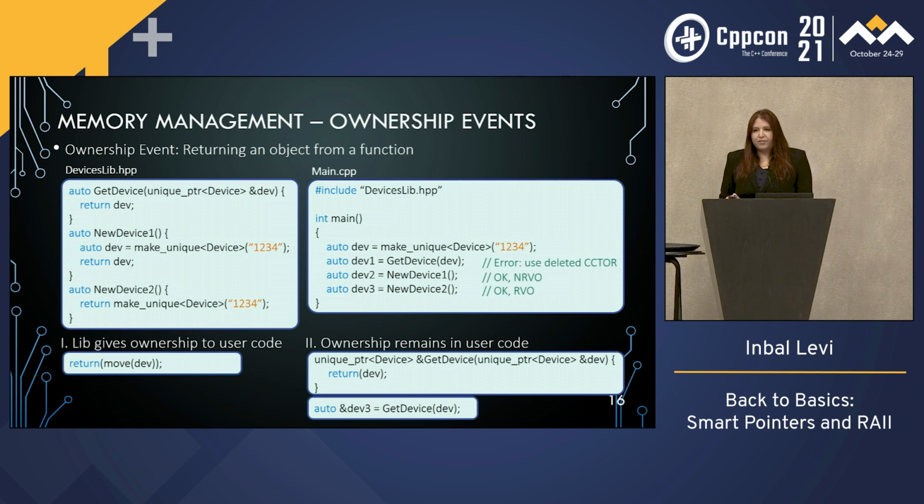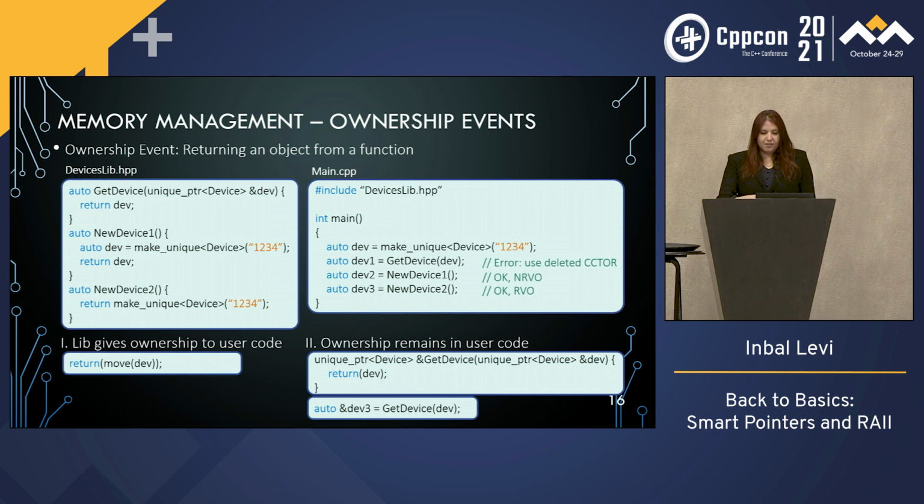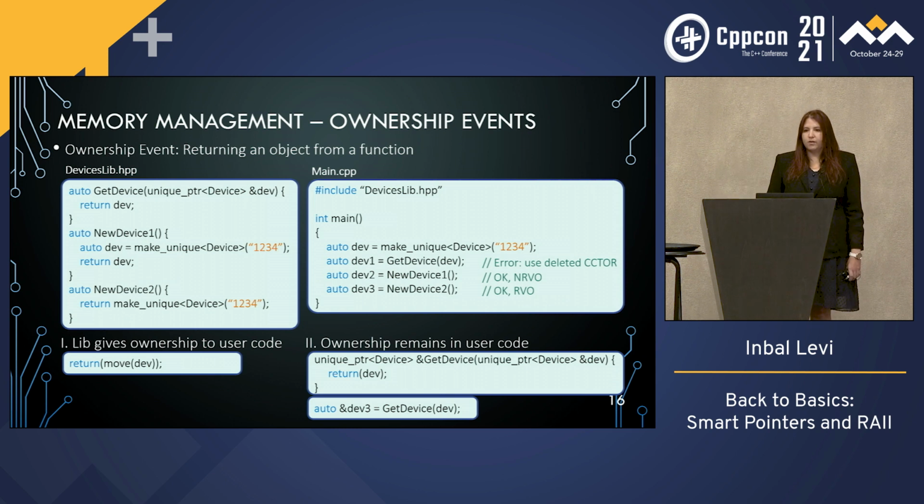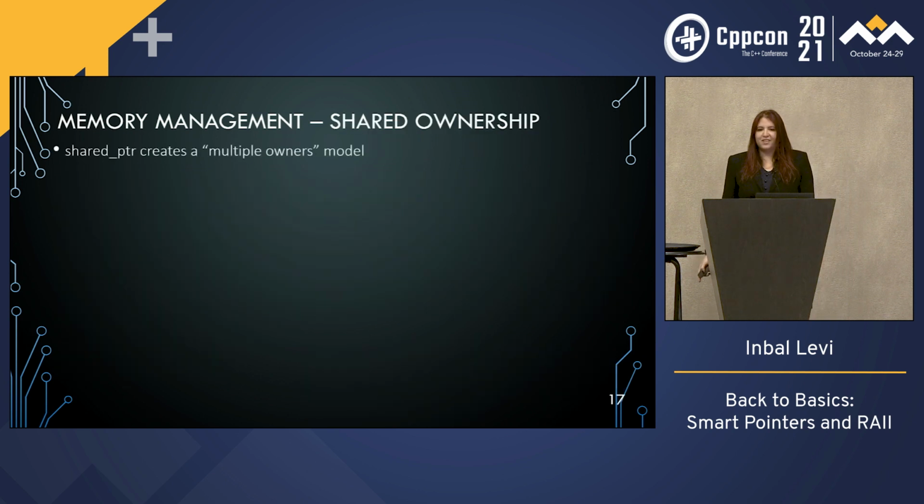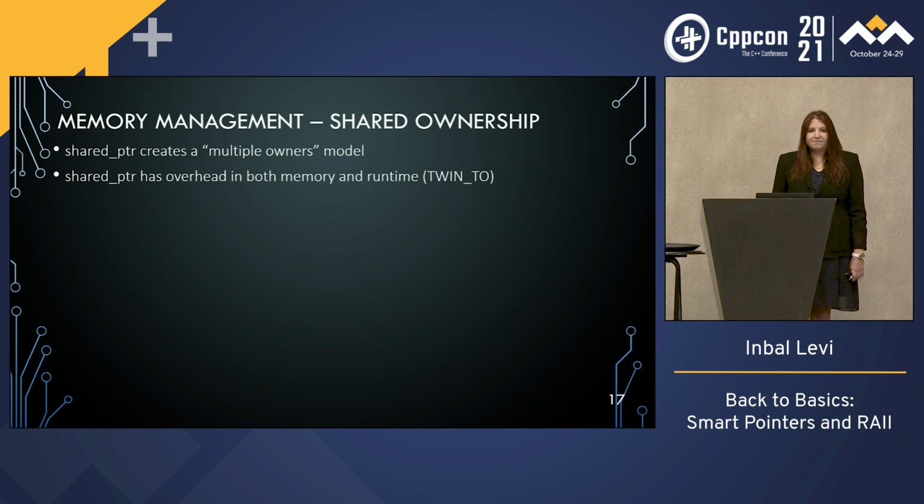Okay, so I want to emphasize that I don't recommend you write libraries like that. This is an example that tries to focus on return values and passing values to a function. In a few slides, we're going to see a few ways that I recommend to actually write your libraries when you try to interact with smart pointers. So this is a simplified example. Any questions so far? I can pause a bit.